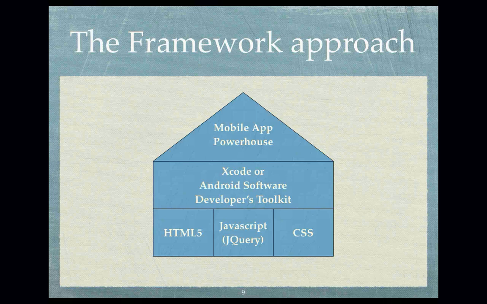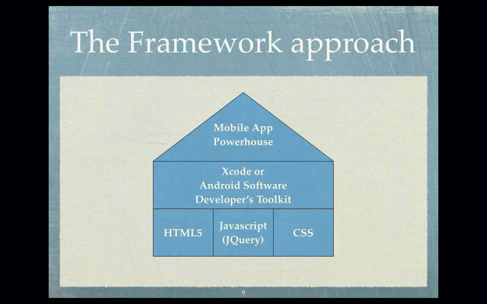At the very top, you can see that's your mobile app powerhouse. So the three key ingredients at the bottom, which is your foundation, are HTML5, the JavaScript jQuery, and the CSS. You can use either of those two editing approaches, whether it's Xcode if you want to develop for iOS, or Eclipse with the Android Software Developers Toolkit. Either way, you will be able to build on the foundation and create a mobile app powerhouse.